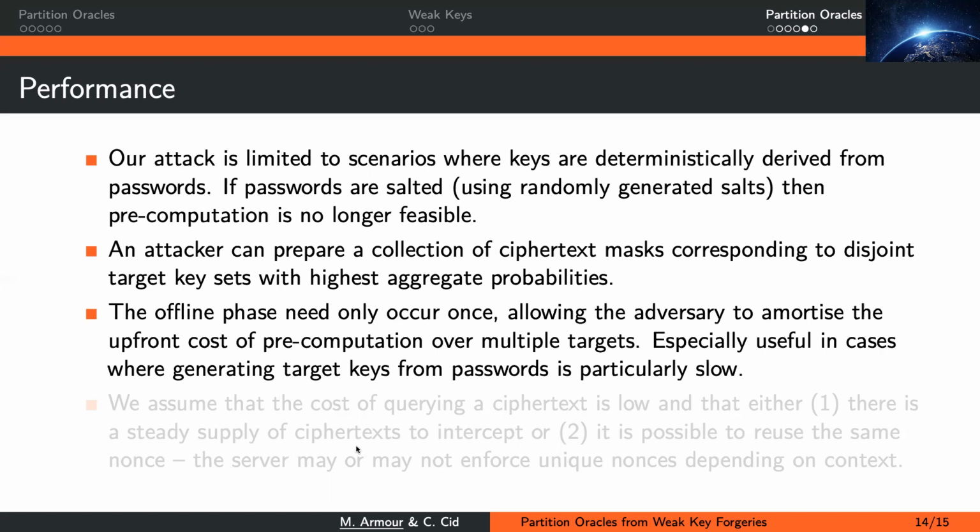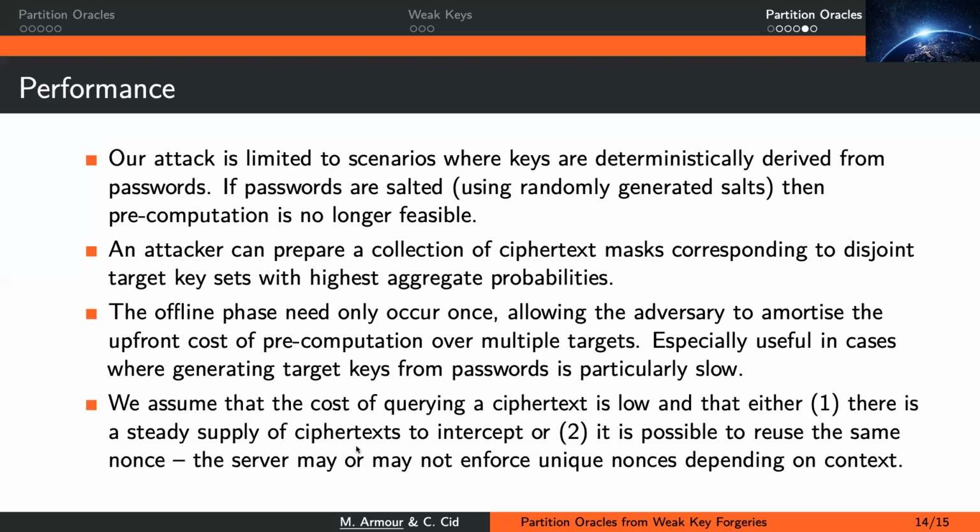The offline phase need only occur once, which allows the adversary to amortize the upfront cost of pre-computation over multiple targets, which is especially useful in cases where generating target keys from passwords is particularly slow. And we assume that the cost of querying a ciphertext is low and that either there's a steady supply of ciphertext to intercept, or it is possible to reuse the same nonce, which may or may not be possible depending on whether the server enforces unique nonces.